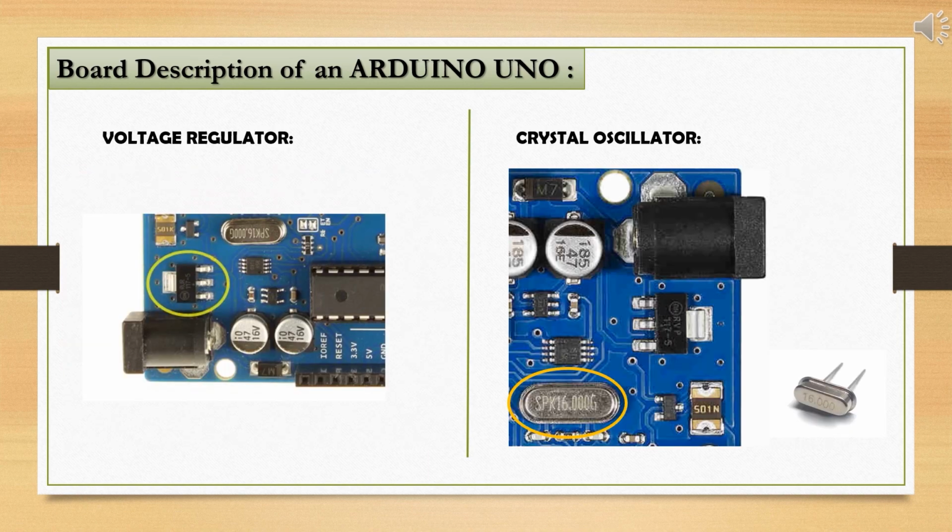Voltage regulator. Guys, you can see this voltage regulator on your Arduino board. What is this voltage regulator? The main function of this voltage regulator is to control the voltage given to the Arduino board. Like I have said before, a 7 to 12 volt supply is given to the Arduino board by using the barrel jack. This 7 to 12 volts is converted to 5 volts by using this voltage regulator.